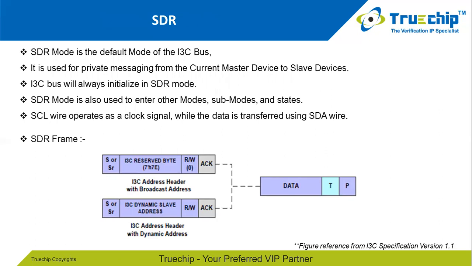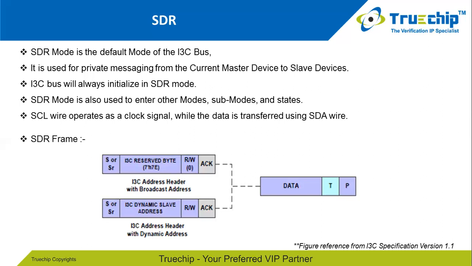I3C SDR mode is significantly similar to the I2C protocol in terms of procedure and conditions. In I3C SDR mode, SDA is used for data transmission and SCL as the clock. The figure shows the frame of an SDR. It starts with a start or a repeated start followed by the I3C reserved byte, that is 7'h7E, or the I3C dynamic address. Then a read/write bit for indication of a read or write operation, followed by ACK.